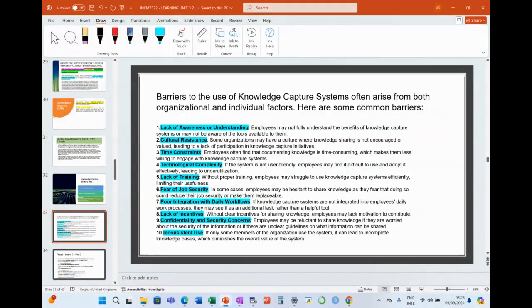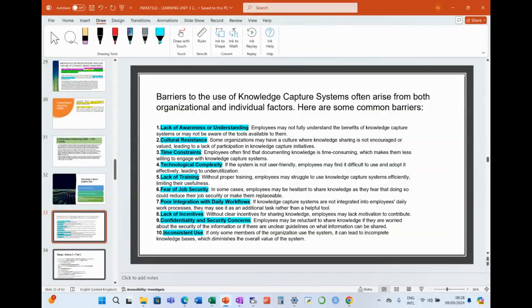Then we also have your culture resistance. This is not how we've been doing things. Why are we now having to do this stuff? Okay. The moment you have that type of attitude in the company, guess what? It's going to be very hard for you to get people to start capturing relevant information that would be helpful to other staff members within the business or even customers for that matter.